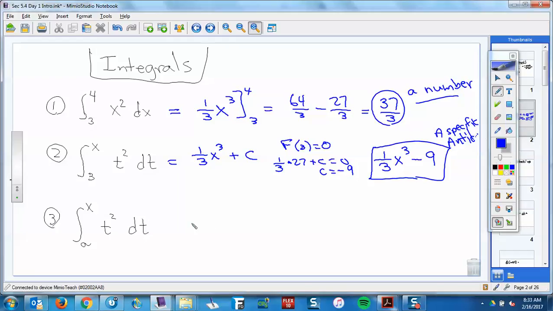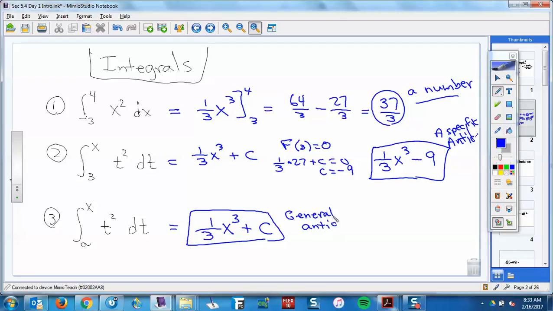Now, what about this one? One-third x cubed, and that's it, right? Because we don't know a left edge, right? And so this is what we call the general antiderivative. Now, so those are the different ones we work with. Here, if you know the left edge, you can figure out the c value, right? You get one of the antiderivatives. If you don't know the left, but look at this. We don't know the right edge because the right edge can move, so that's x. We don't know the left edge.